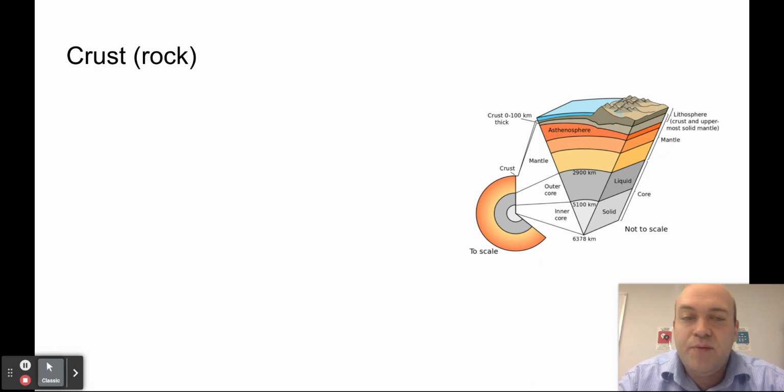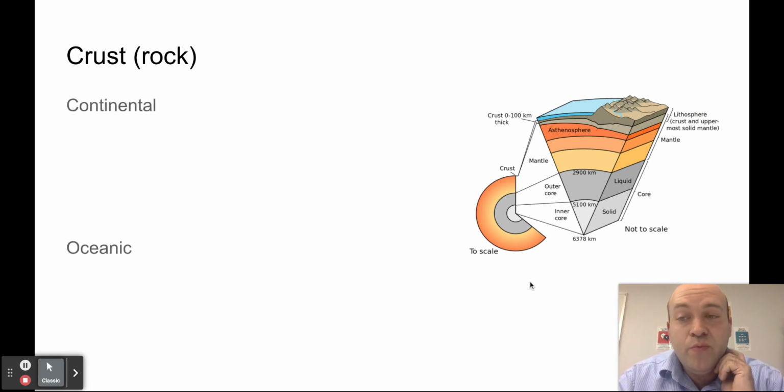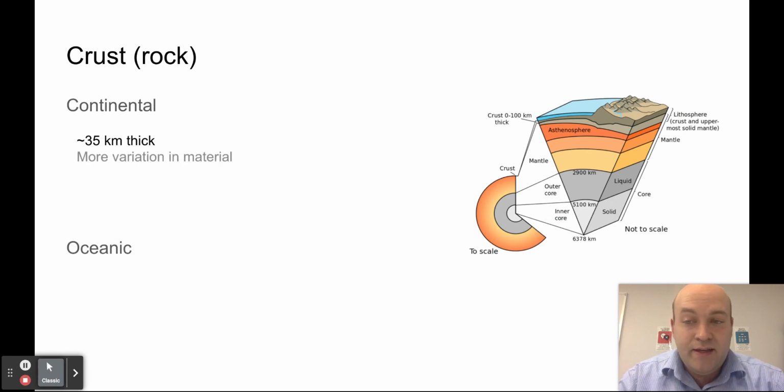So the crust is made up almost entirely of rock and can be split into two major categories: continental crust and the oceanic crust. Continental is just what it sounds like, underneath all of the land masses. It varies in thickness, but on average it's about 35 kilometers thick, and it has a lot of variation in material, all sorts of different types of rock.